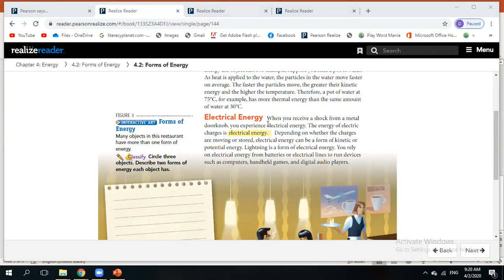Or if the electric charges are in motion, like the electric current, it's considered kinetic energy. So what's the meaning of electrical energy? Electrical energy is the form of energy that is associated with the electric charges. Electrical energy is the energy of electric charge.